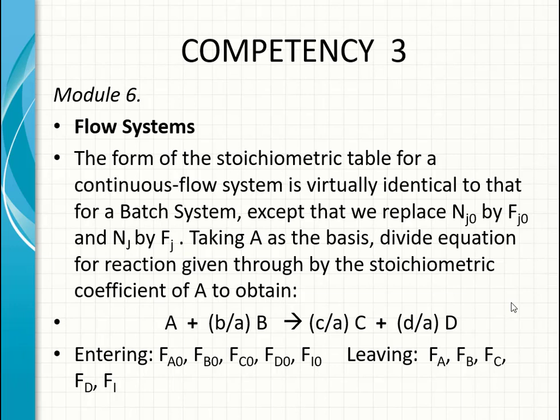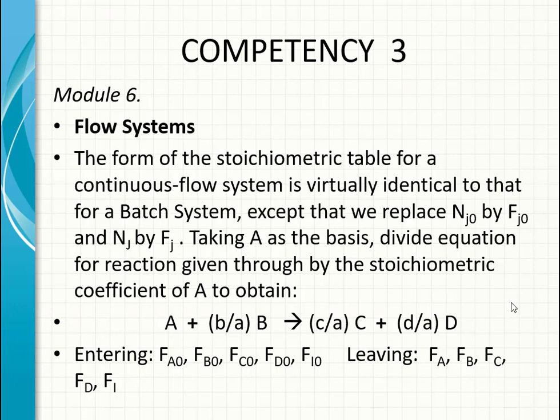And now we are going to obtain the stoichiometric table for flow systems. The form of the stoichiometric table for a continuous flow system is virtually identical to that for a batch system, except that we replace Nj0 by Fj0 and Nj by Fj. Taking A as the basis, divide the equation for the reaction through by the stoichiometric coefficient of A.